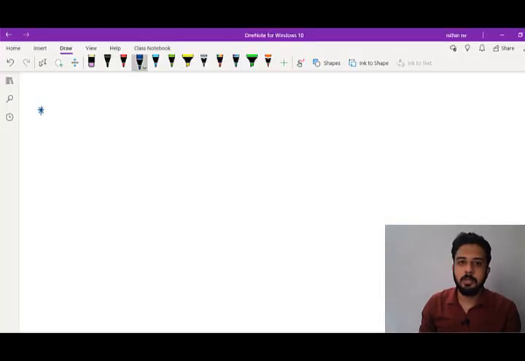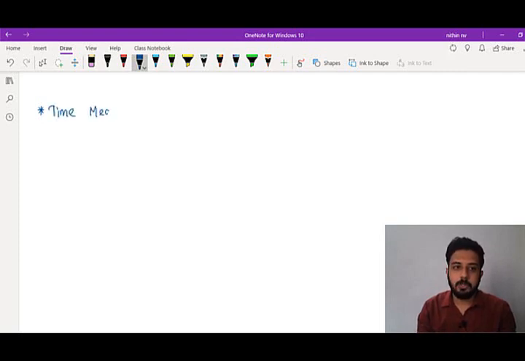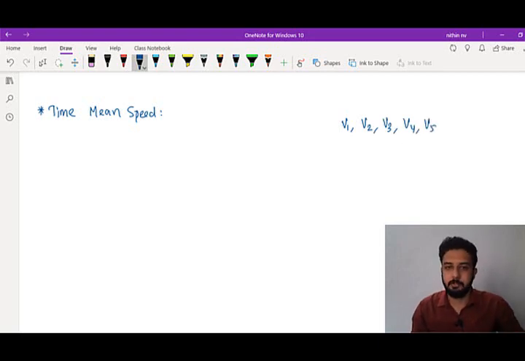Now we are moving into two important definitions. The first one is time mean speed. We have seen how we calculate the spot speed, right, using our speed gun generally. That's what we use on the field. So suppose I am calculating different spot speeds, suppose 5 vehicles are coming and I have found that their spot speeds are V1, V2, V3, V4 and V5 respectively, for example.